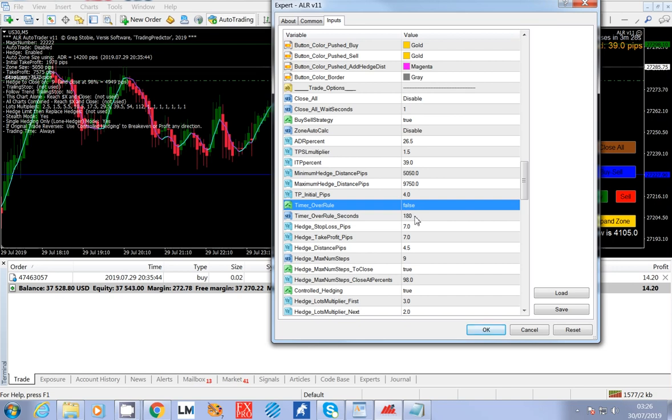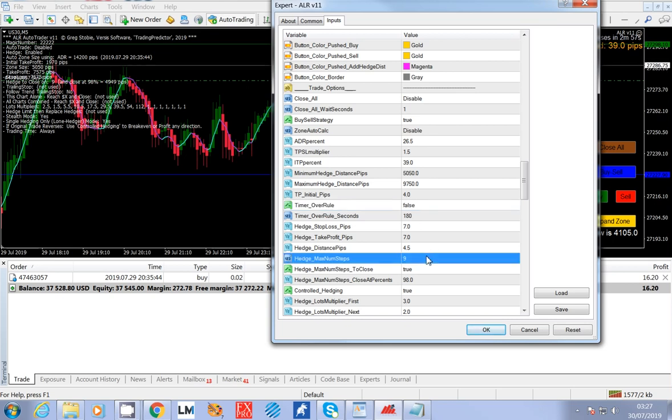So what would happen in that scenario that I gave you as an example, if it tried to close it under 3 minutes, it wouldn't be able to. The price would keep on moving, and once 3 minutes is up, then the ALR would close it, if of course it was in a take profit position. It wouldn't close it just anyway. It would do it properly and take it to profit as normal, but not under 3 minutes.